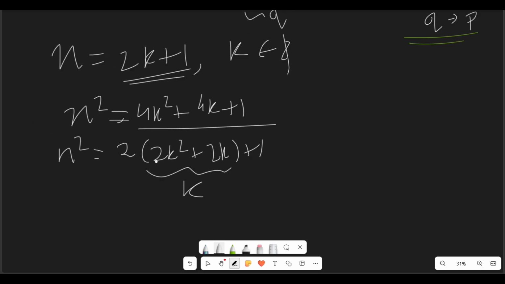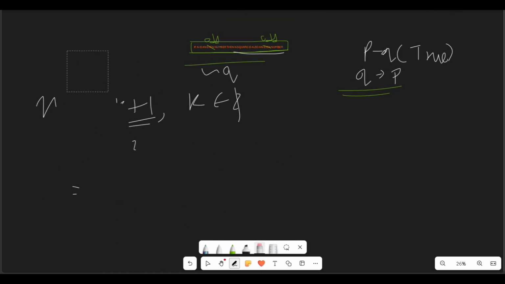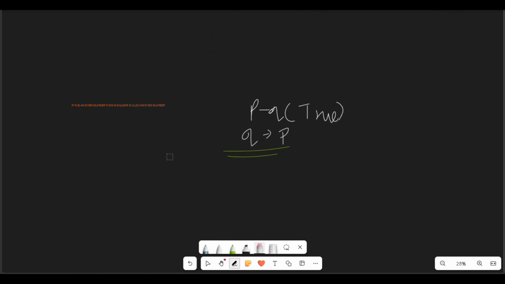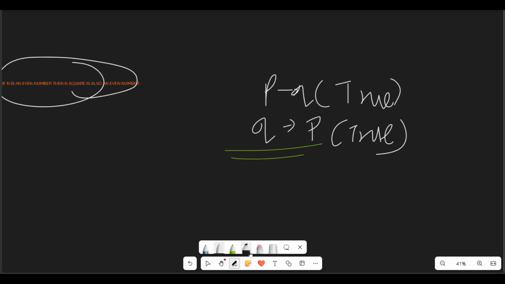Okay. This is an integer, right? If we put here k equals 1, then 2 times 1 plus 2 is 4. Then 4 is an integer, that is correct. 2 times 4 is 8, plus 1 is 9. And n squared is an odd number, proved. Okay, we have proved it. That means Q to P is also true. That means the whole statement is true.